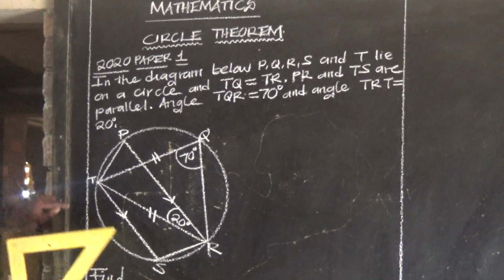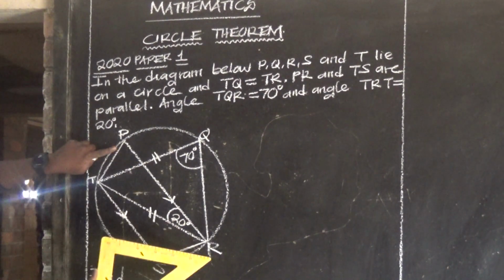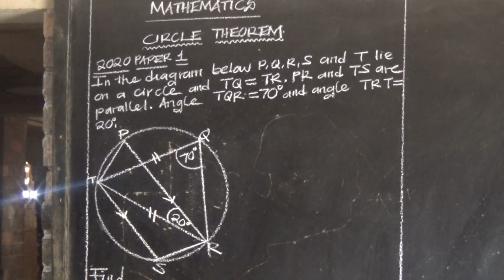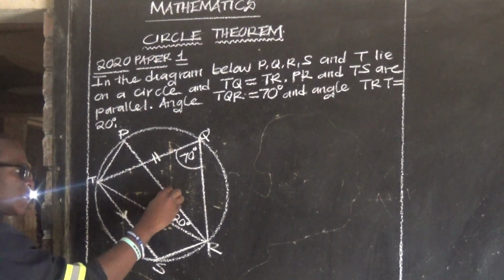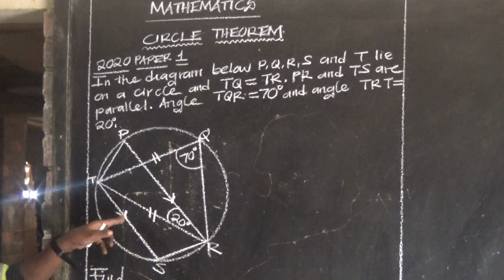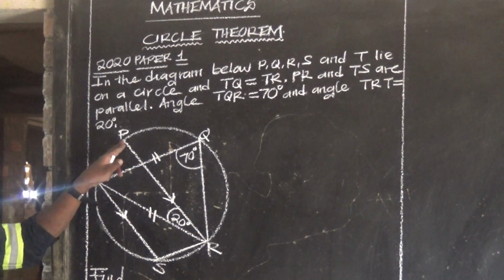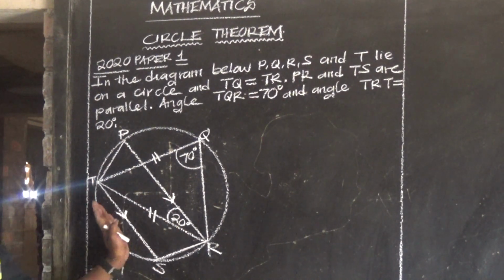So the line PR and TS, these two are parallel. You realize they've got these arrows, meaning they are parallel. If two lines are parallel, they have arrows, meaning they go in the same direction with the same distance in between. So PR and TS are parallel.